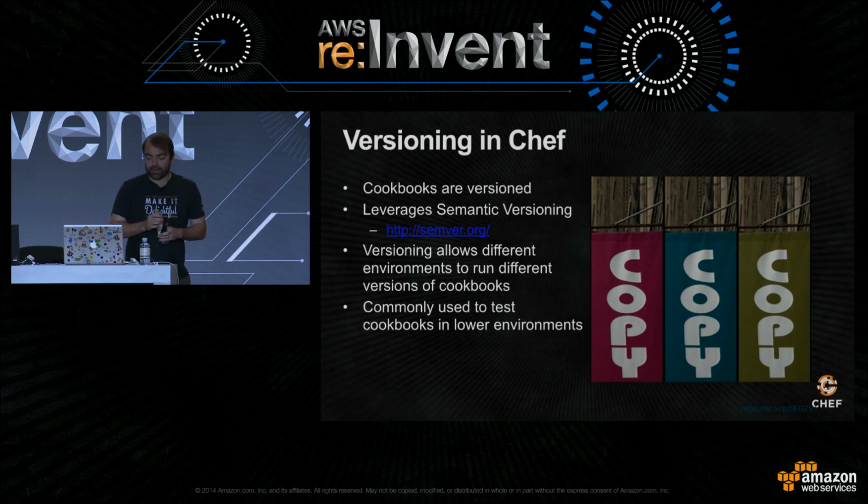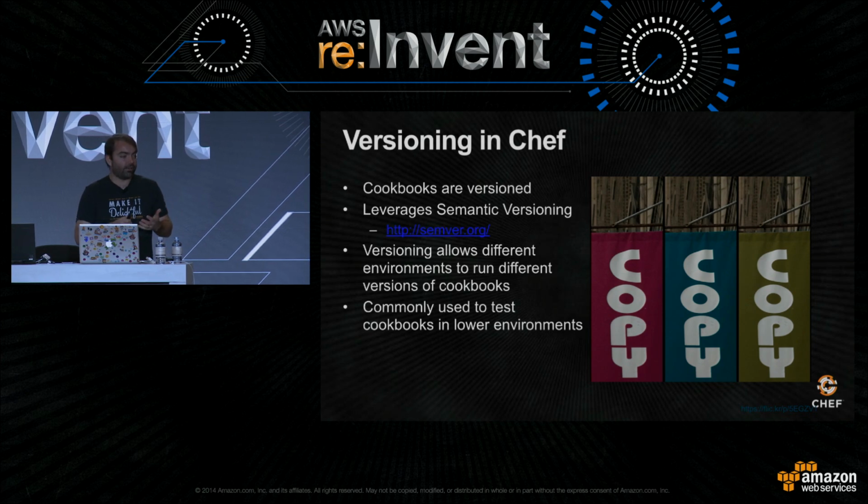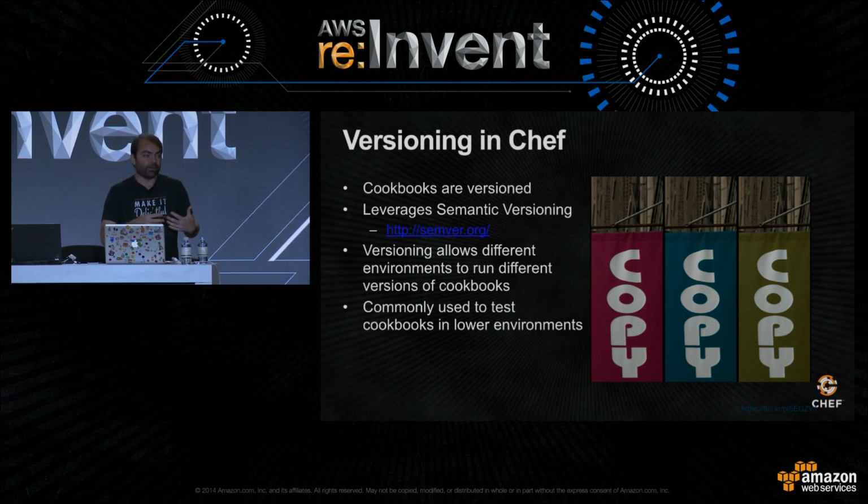So, versioning with Chef. Cookbooks are versioned, right? Everyone hopefully knows this. It leverages what we call semantic versioning, and if you want to learn about semantic versioning, there is a URL there that is completely washed out. It's semver.org. So if you just search for semantic versioning on your preferred search engine, you can find this very easily. Versioning allows environments and also machines to run different versions of cookbooks based upon what they need to do and what their role is in the environment.